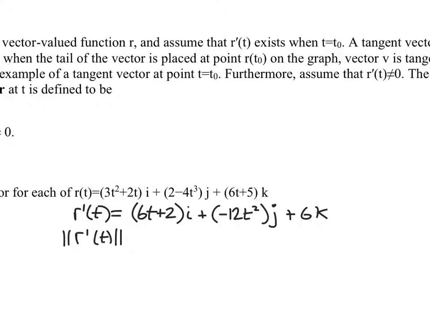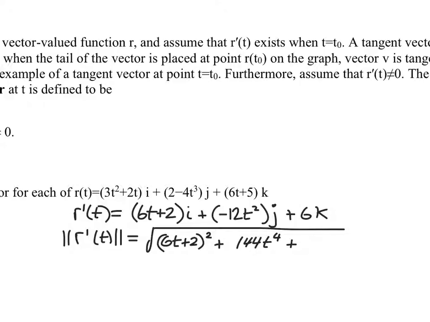Now, in some cases, the magnitude could be pretty ugly. This is one of those cases. So we're looking at 6t plus 2 squared. The second component I could write out kind of neatly, 144 t to the fourth, in expanded form that is, plus 36.